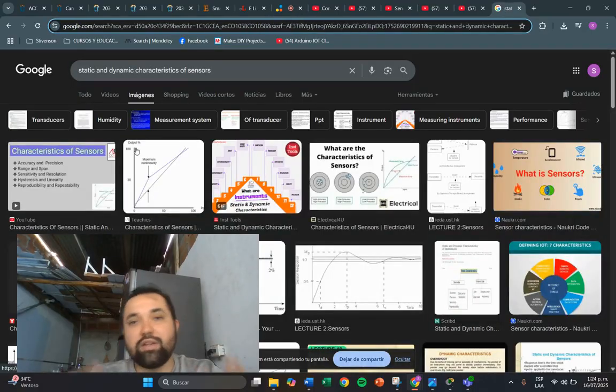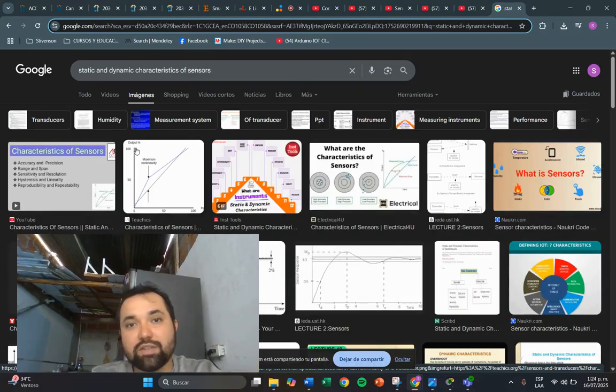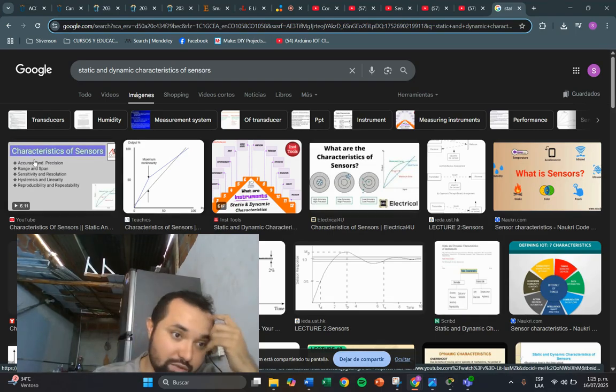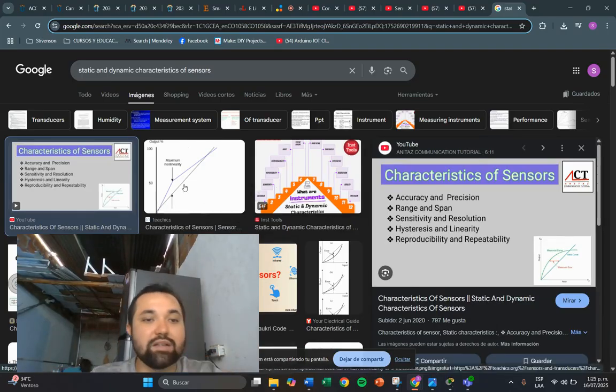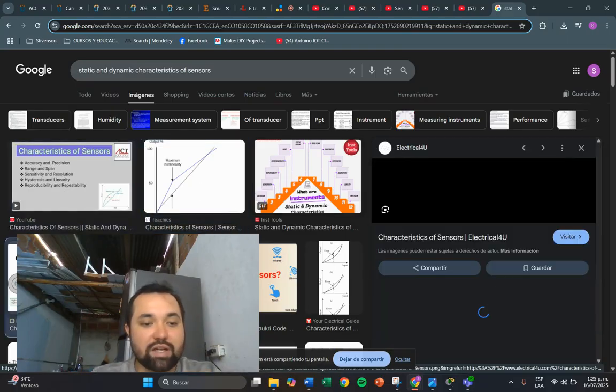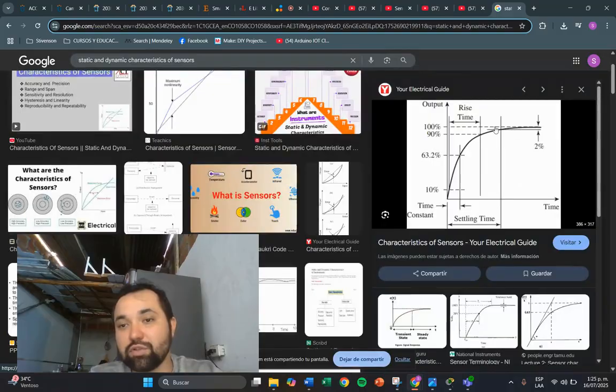For example, when the characteristic changes over time, this is a dynamic characteristic. It is the characteristic of being able to respond to a stimulus over time. But a static characteristic is when the property doesn't change over time. For example, accuracy and precision are static characteristics, sensitivity and resolution are static characteristics. But the response time, the hysteresis, and the dynamic error are dynamic characteristics.